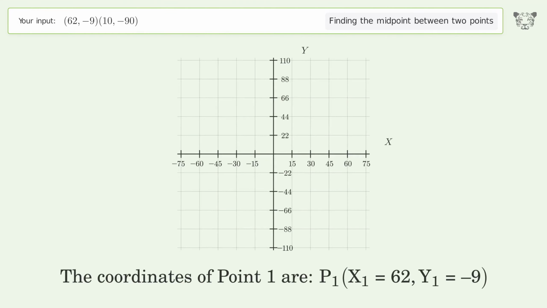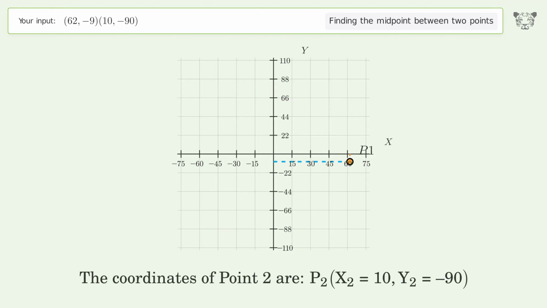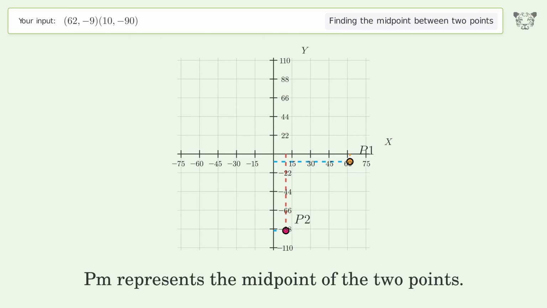The coordinates of point 1 are x1 equals 62, y1 equals negative 9. The coordinates of point 2 are x2 equals 10, y2 equals negative 90. PM represents the midpoint of the 2 points.